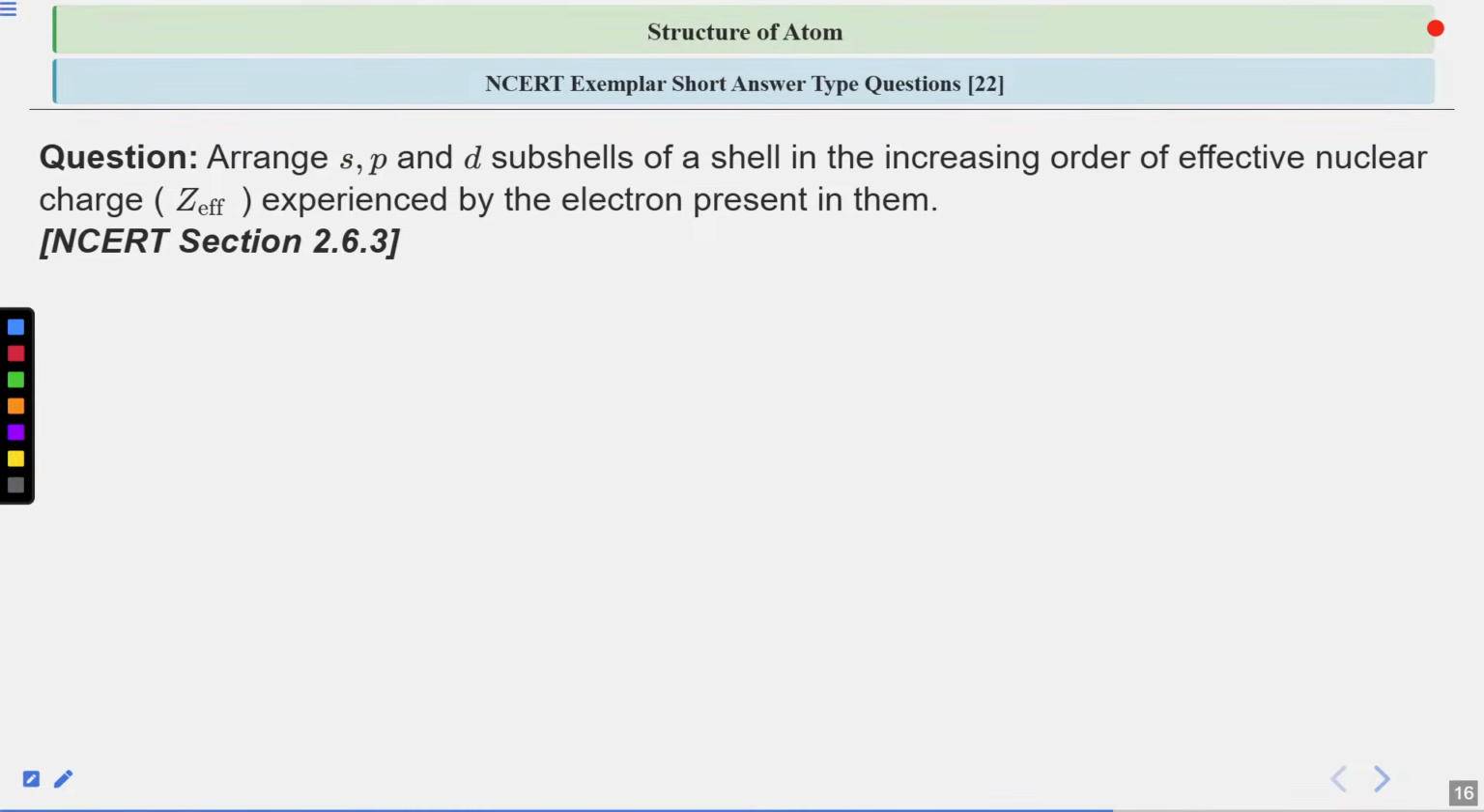Our next question. Arrange S, P and D subshell of a shell in the increasing order of effective nuclear charge experienced by the electron in them. So this is our objective type. How you will rearrange it? Just write it in the copy by yourself. Now you have some time to write it. What you have to do, you have to arrange the SPD subshell in the increasing order of effective nuclear charge. So this is a short answer type question from NCERT Exemplar.